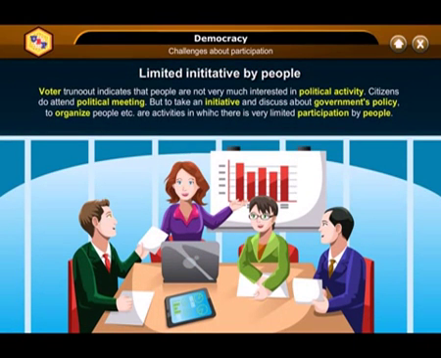Limited initiative by people. Voter turnout indicates that people are not very much interested in political activity. Citizens do attend political meetings, but to take an initiative and discuss the government's policy, to organize people, etc., are activities in which there is very limited participation by people.